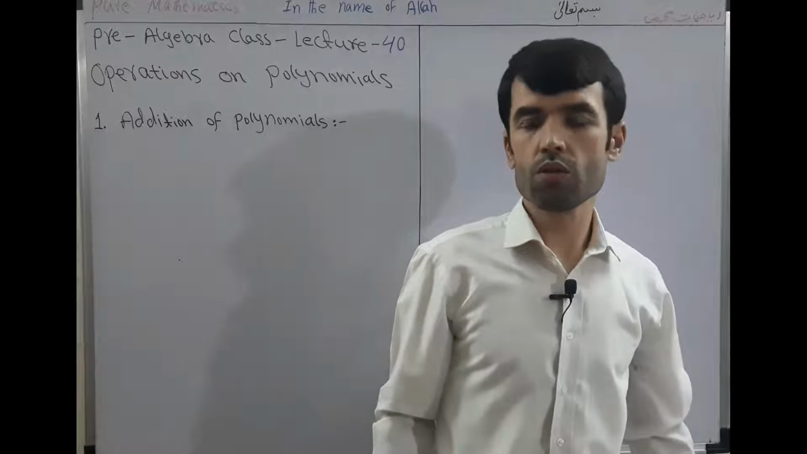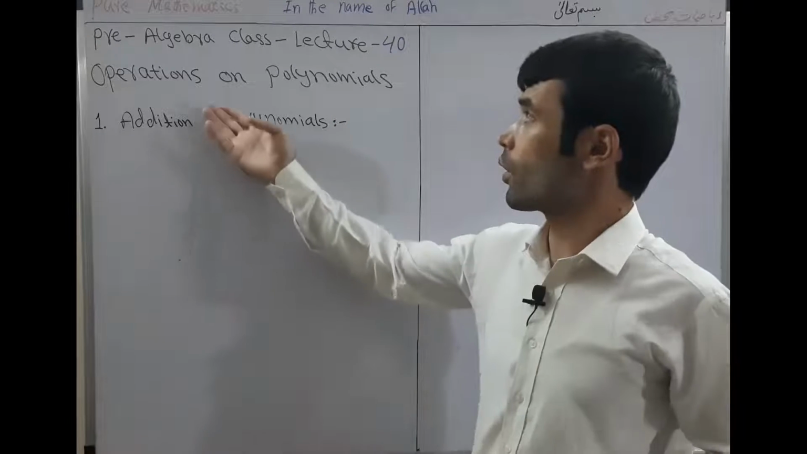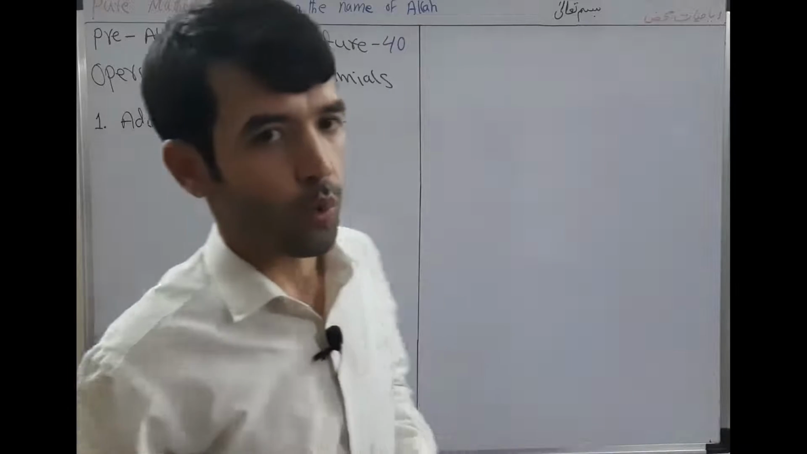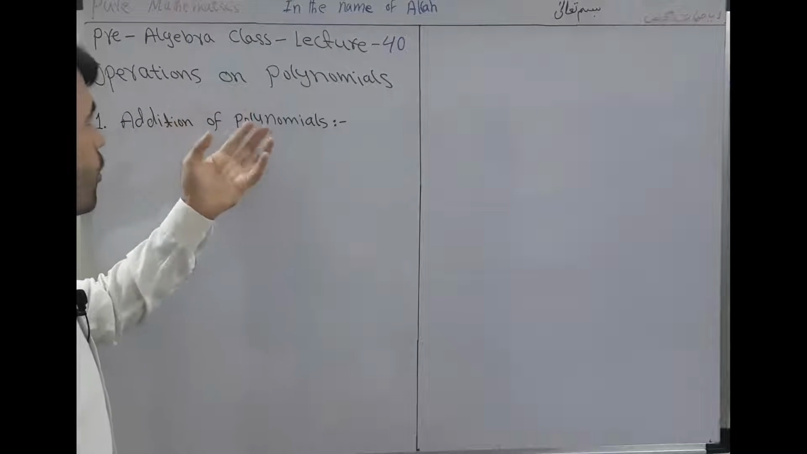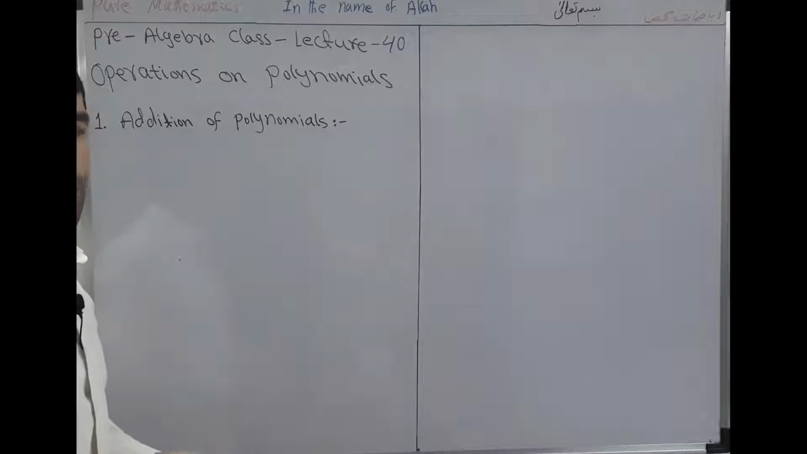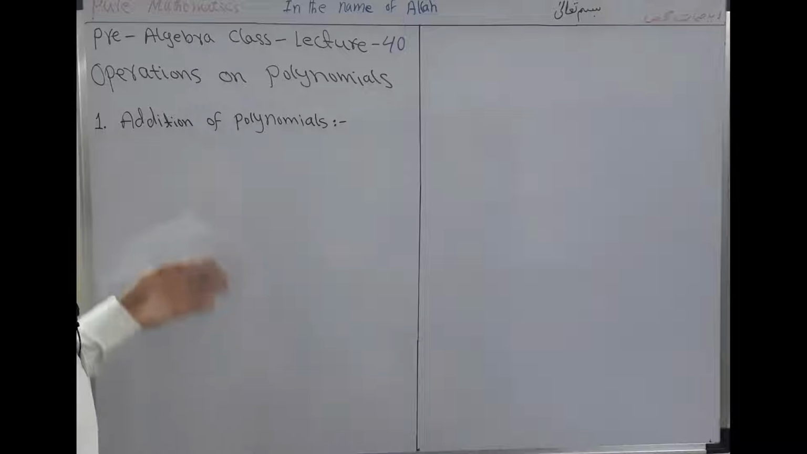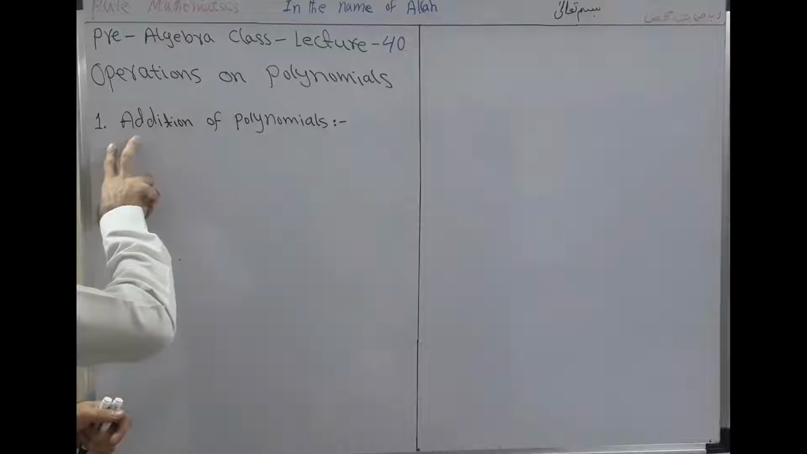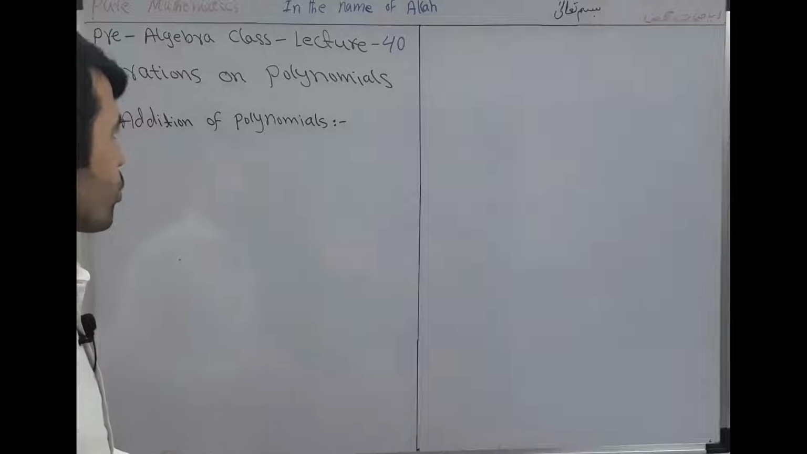It is pre-algebra class lecture 40. In this lecture, we will explain operations on polynomials. We can apply four basic operations, addition, subtraction, multiplication, and division, over any two polynomials. First, in this lecture, we want to introduce addition of polynomials. How can we add two polynomials?